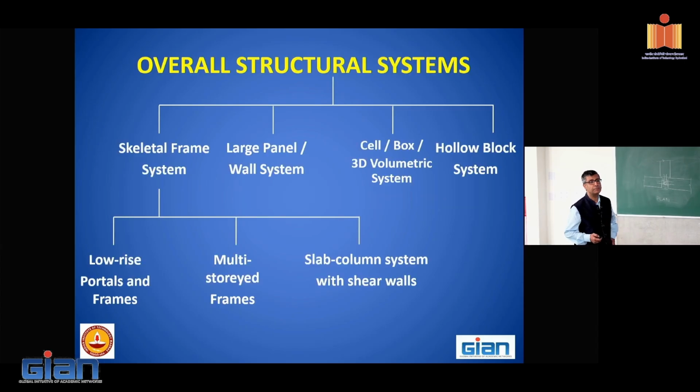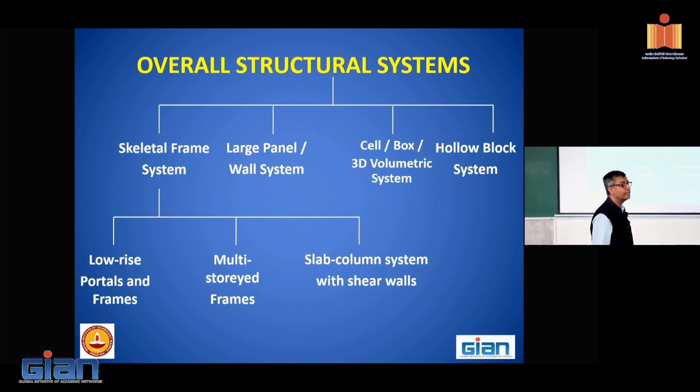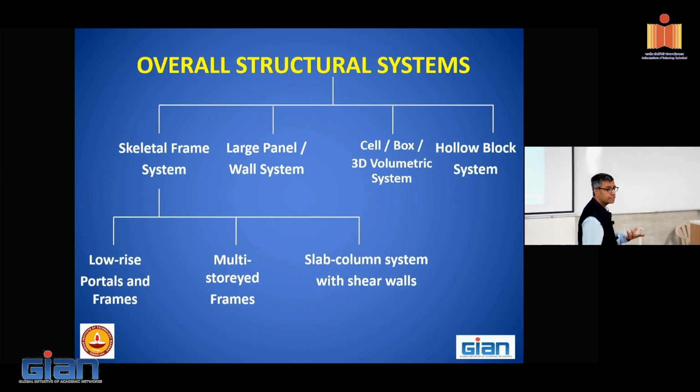Broadly, the precast buildings have two types of structural systems. First is the frame system, or sometimes it is called the skeleton system. And the second is the panel system or the wall system. There is a third system which is now becoming very popular, especially with the group called Home Mission, which is called the 3D cell or box type construction.